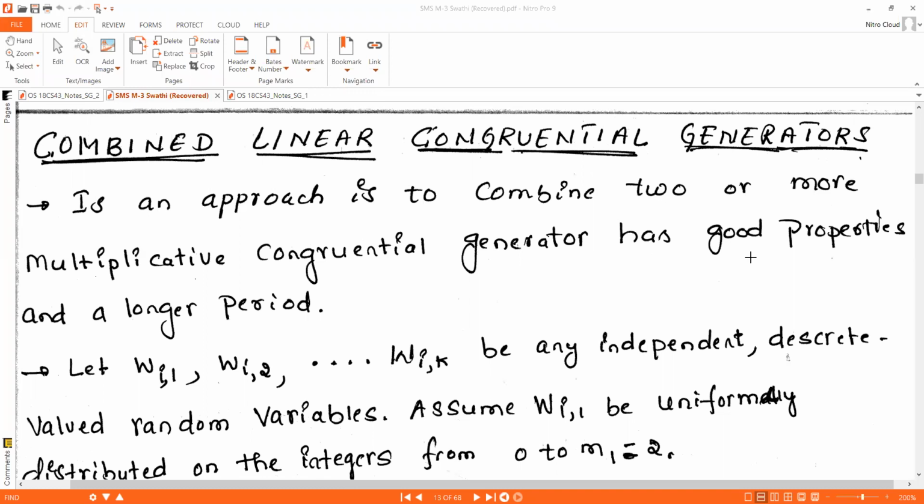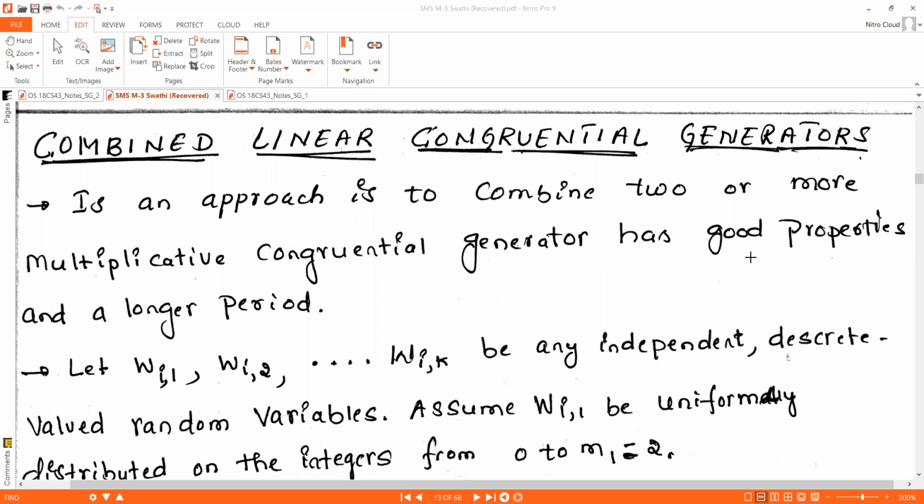What are the good properties of a random number? It should maintain uniformity and it should have the independence property. These two are the main properties a random number should have. Combined linear congruential generators are an approach to combine two or more multiplicative congruential generators.